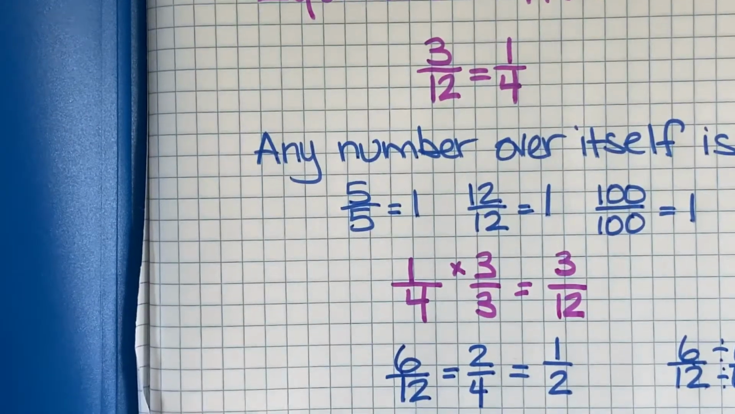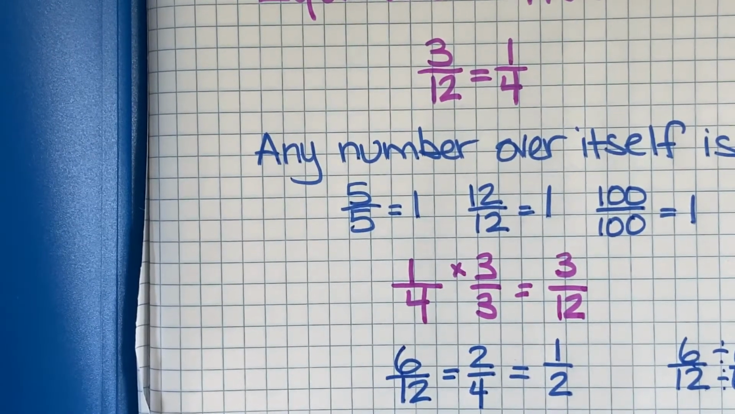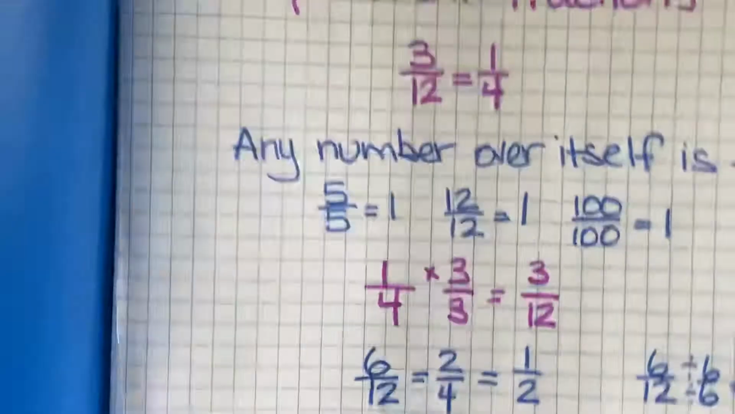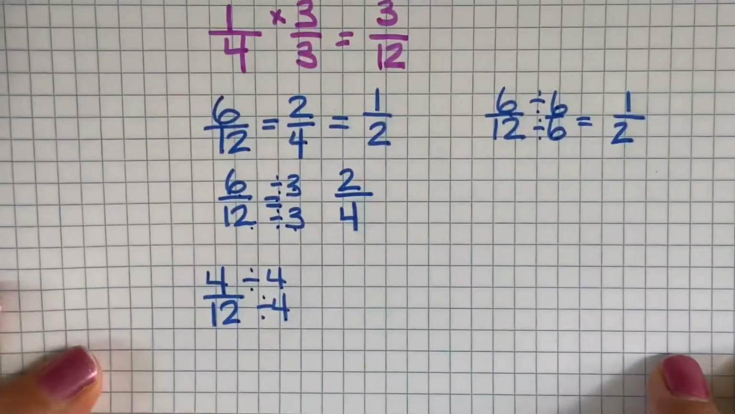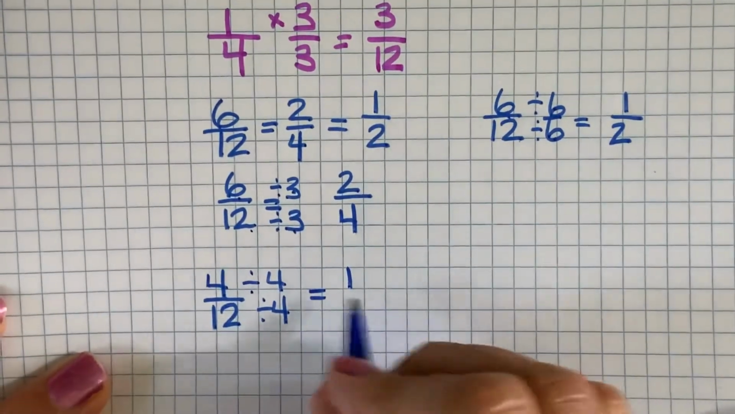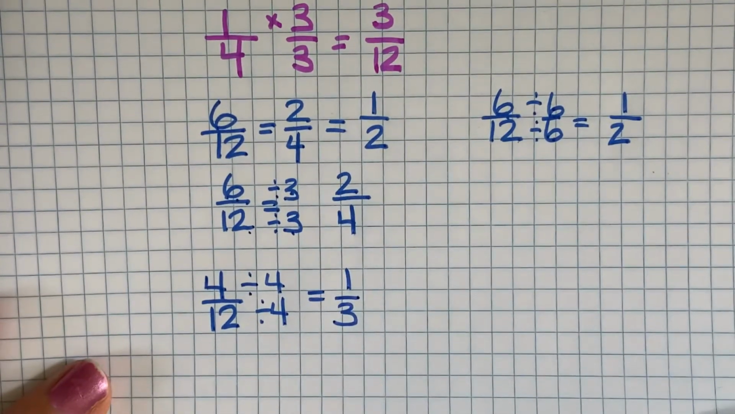If I have 4 divided by 12, if I want to get to 1/3, I'm going to divide by 1, which is, I'm going to use 4/4. Okay, it has to be a number that goes into both numbers. Sorry, let me move my thing up here. 4 divided by 4 is 1. 12 divided by 4 is 3. Okay, so they're equivalent fractions.